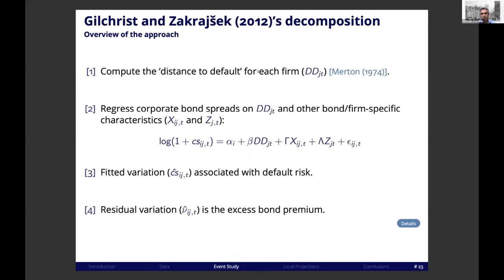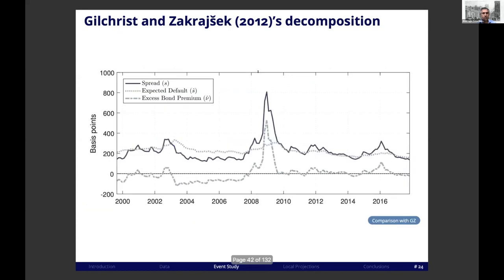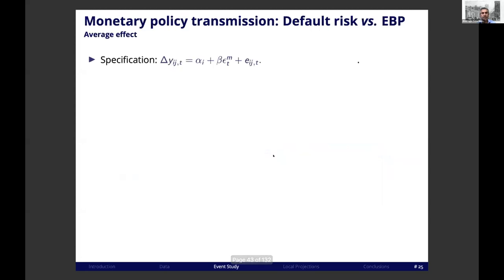I'm going to skip the description of the decomposition. Here is how it looks. So we decompose spreads, the solid line, into the dashed and the dotted line. And eventually what we do is rerun our two main regressions using on the left-hand side either credit spreads, their default risk component, or their excess bond premium component.